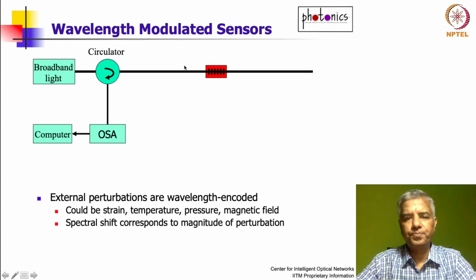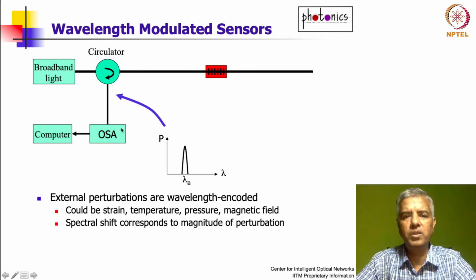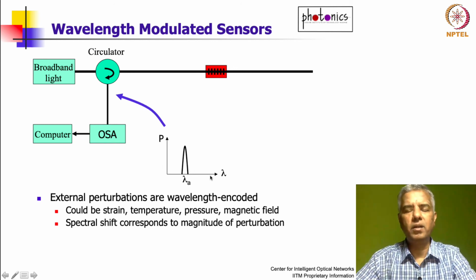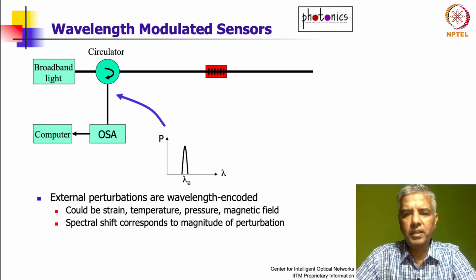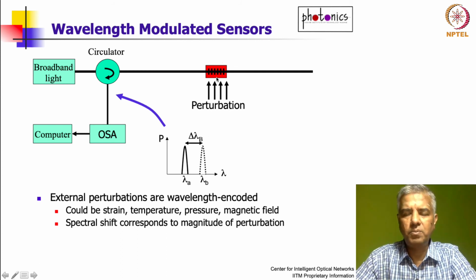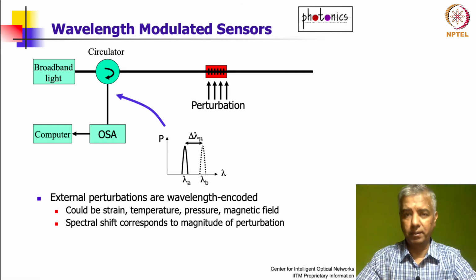So when we have a grating in this fiber, when broadband light is incident on the grating, only one particular color of light is going to be picked, which corresponds to the Bragg wavelength. And if you look at what is coming out using an optical spectrum analyzer, you will see that the power is high at a particular wavelength compared to other wavelengths. Now, how it works like a sensor is through this. If you subject this to some perturbation, let's say you are straining the fiber, you're just pulling the fiber.